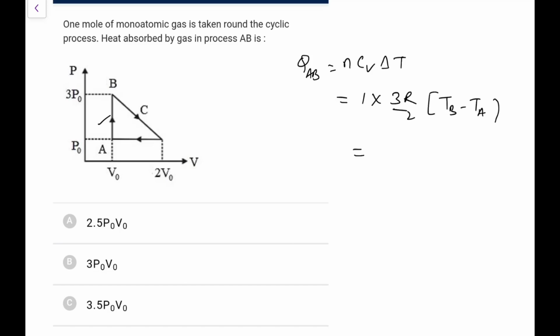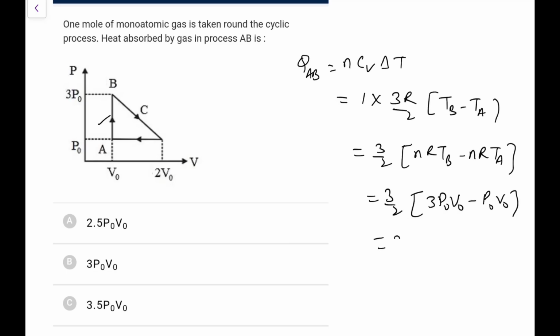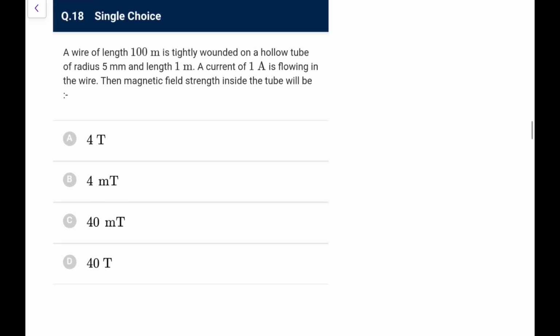So you can write it as 3 by 2 times nRTB minus nRTA. So nRTB is PBVB, which is 3P0 V0, and this was P0 V0. So it is 3P0 V0 minus P0 V0, so it becomes 3P0 V0. Go for option B in this particular case. Again, you must have done such manipulations.